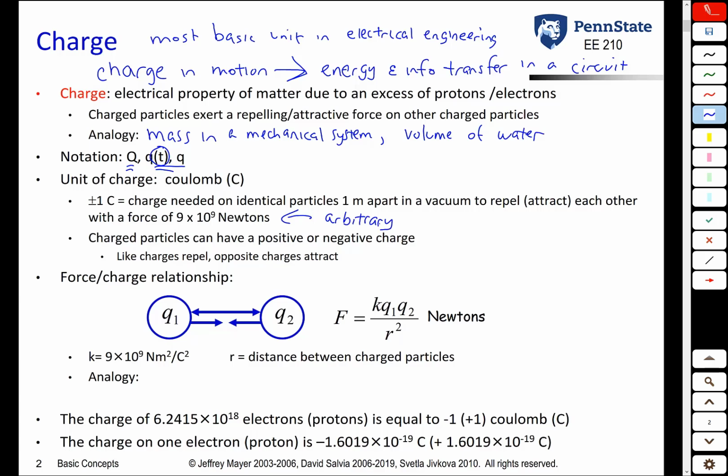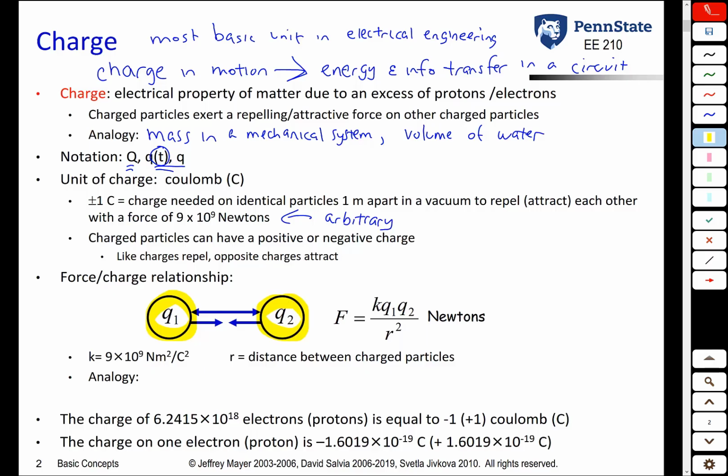And what you probably remember from physics is that like charges repel each other and opposite charges attract. This is very similar to gravitational attraction between masses, except that gravitational attraction is always an attractive force, whereas with charge, it could either be attracting or repelling. So imagine that you have two charged particles here, one with a charge of Q1, one with a charge of Q2. These could be positive or negative.